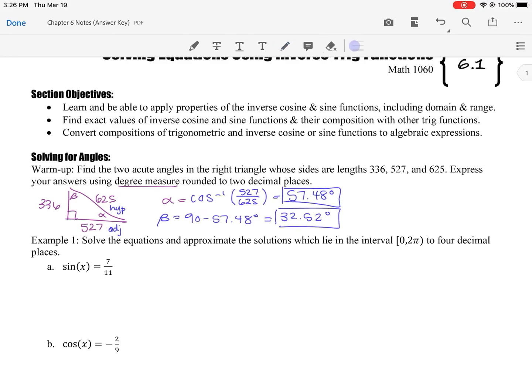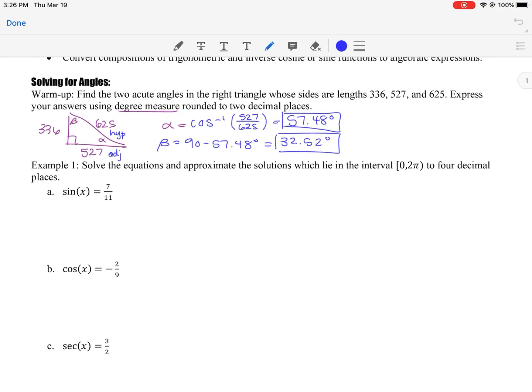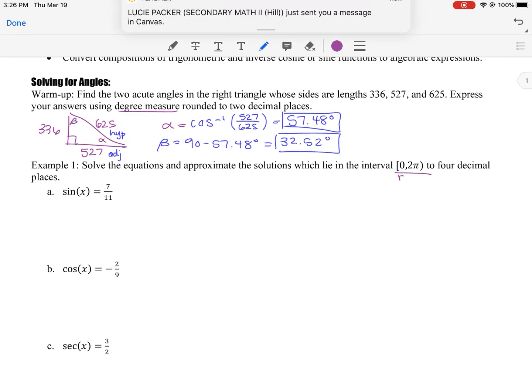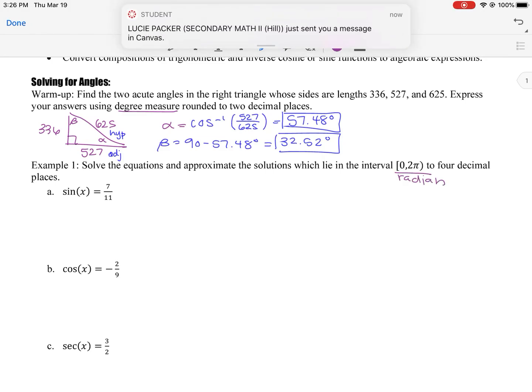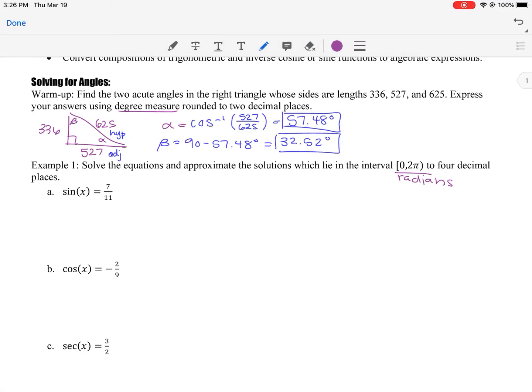Let's go ahead and take a look now at solving these different inverse trig equations. It says solve these equations to approximate the solutions that lie in that interval to 4 decimal places. So notice 0 to 2 pi, we should be in radians for the second part. Okay, as we look at sine of x equals 7/11, in order to find x, you would do arc sine, or the inverse sine, right? So arc sine of 7/11.